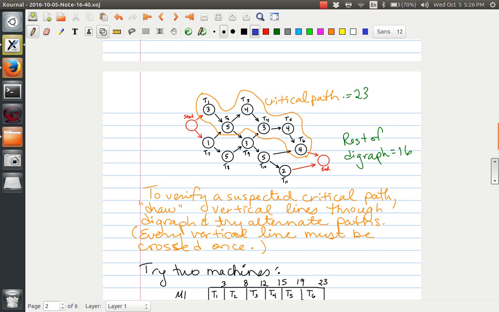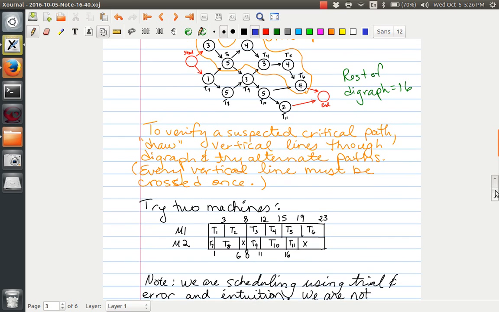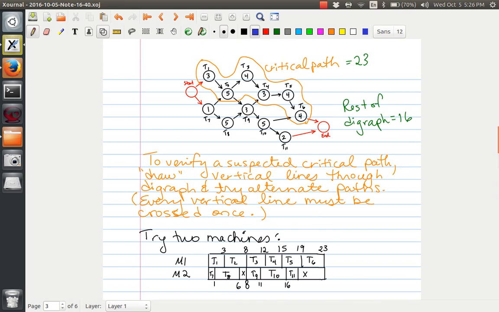Okay, so the critical path costs 23 and the rest of the digraph costs 16, and so the guess is, can we, and here we do it, just line up T1, T2, T3, T4, T5, T6. We just happen to label those in the right order. The critical path is T1, T2, T3, T4, T5, T6. So I'm putting the critical path here. Okay, there's the critical path. And let's see if the rest of the tasks can fit in.